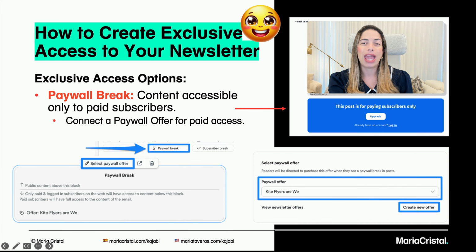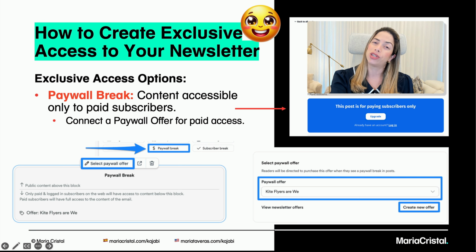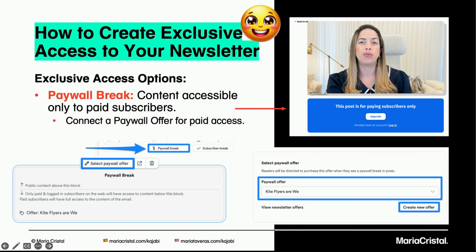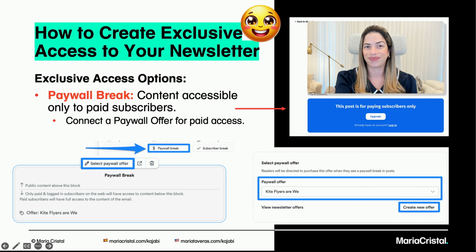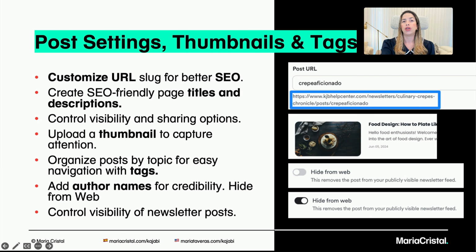And then we have the paywall break, which is only visible to paid subscribers. So they must log in or they have to purchase your newsletter offer to be able to view the content. Every single post, you have to be able to optimize it. And Kajabi provides you spaces where you will be able to modify these settings.